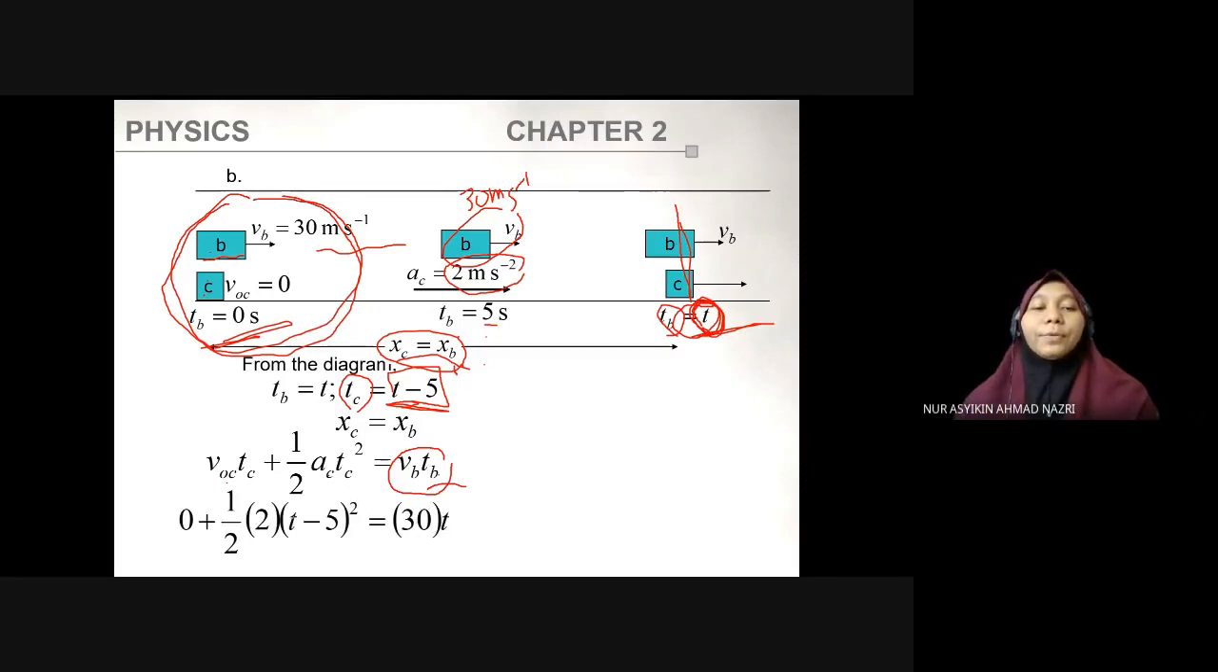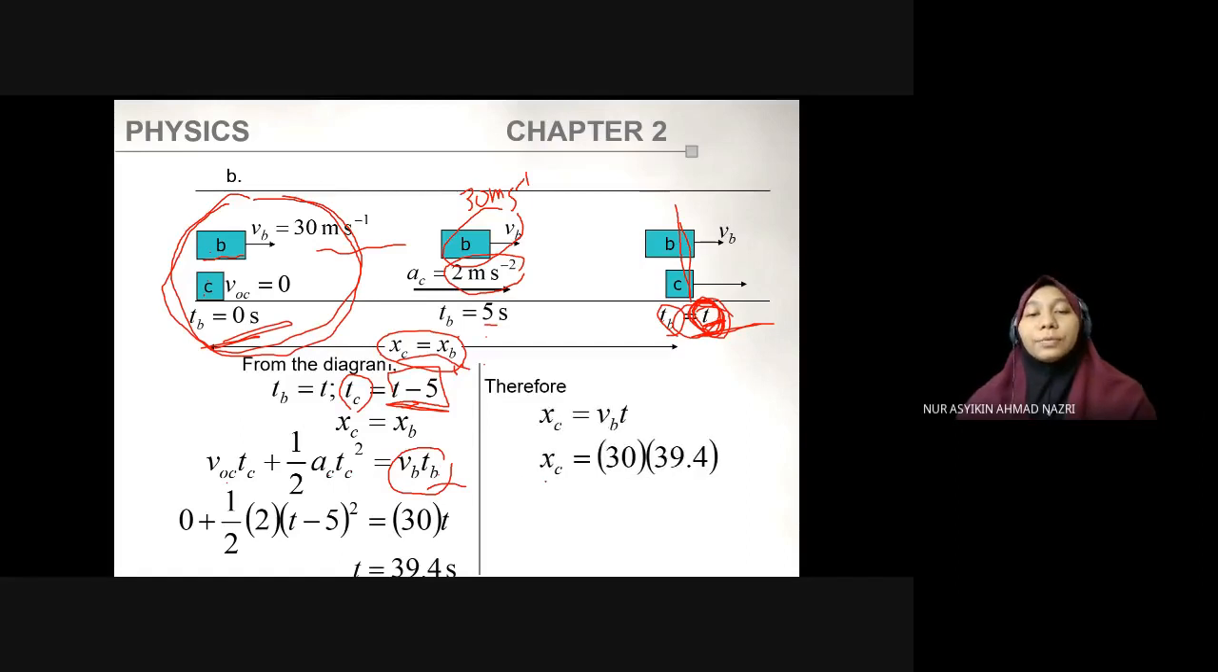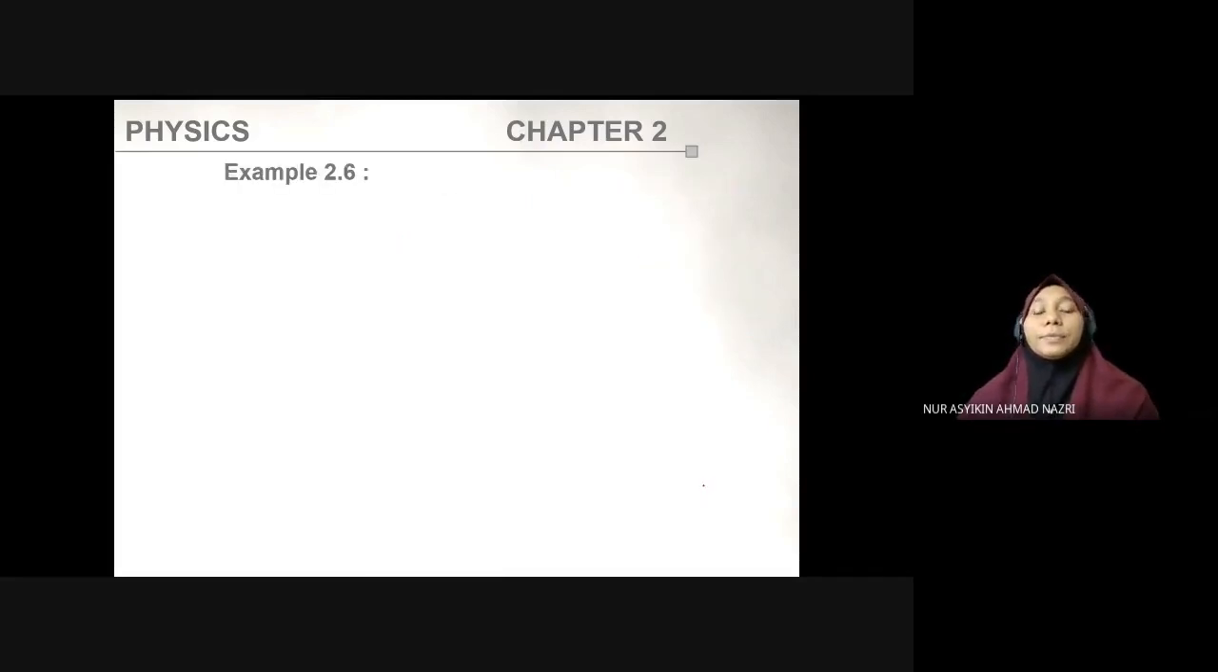Alright. Then you substitute. Sebab tadi kita settlekan TC tu, substitute, dapatlah time T di sini. Bila dapat time T di sini, tak ada masalah lah. Kita sumbat je kat mana-mana expression untuk dapatkan XB dan XC yang sama tu. So we get XC equal to 39.4. Macam tu je. Boleh? Alright.